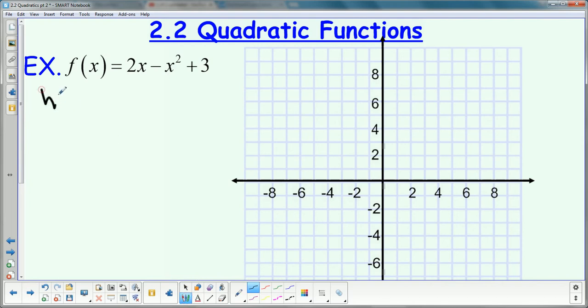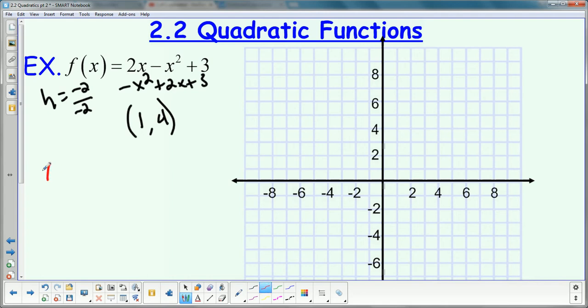We're going to find h, and be careful here because you see this is actually out of order. We're going to have negative x squared plus 2x plus 3. So negative b over 2a is going to give us negative 2 over 2. So our vertex is going to be at positive 1, and then I'm going to plug that in. So 1 squared, negative, is going to give us a negative 1, plus 2 times 1 is 2, plus 3 is going to give us a vertex of 1, 4.